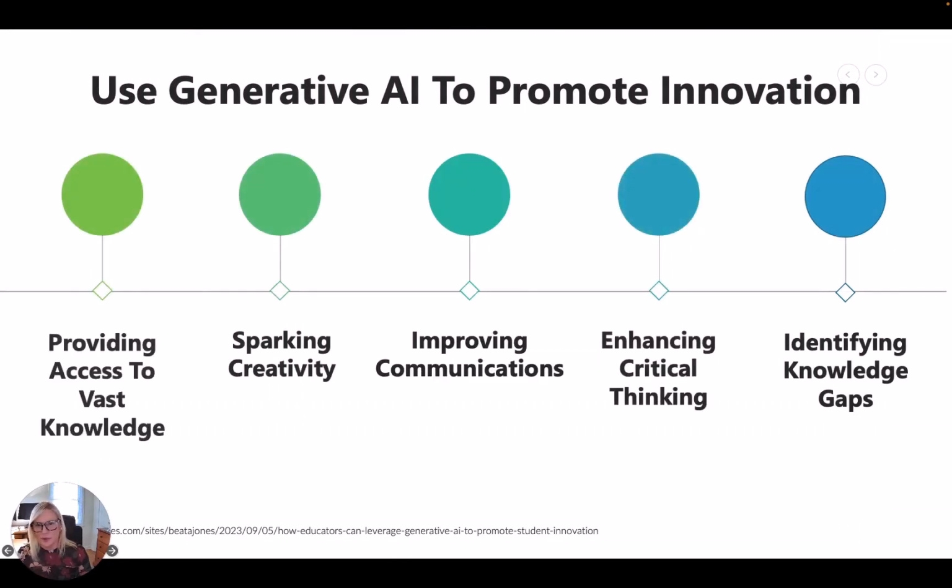So here are some of the ways that you can use generative AI to promote innovation. So you have this vast knowledge base. You have access to so much information. And just a note that ChatGPT, at least the free version, only goes up to September 2021. So if you're looking for information past that date, it will actually tell you, I don't have that information because I'm only trained up until that date. So you'll need to go to Claude 2 or some other generative AI to search that more recent information.